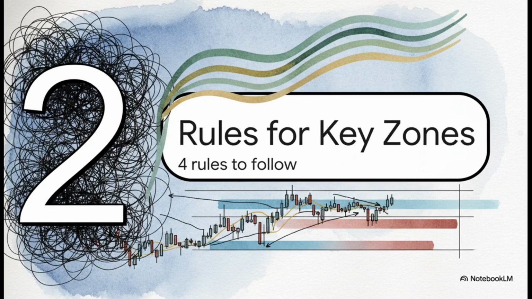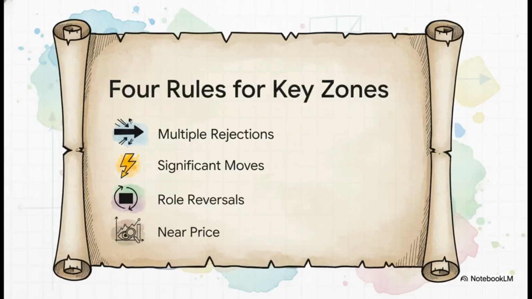Moving on to section 2, the 4 rules for key zones. The crucial step here is replacing all that messy guesswork with our 4 hard and fast rules. These 4 rules are your ultimate checklist for decluttering your chart and finding the areas that actually dictate market direction. We've got multiple rejections, significant moves, support becomes resistance, and staying near current price. Let's unpack these really quick.